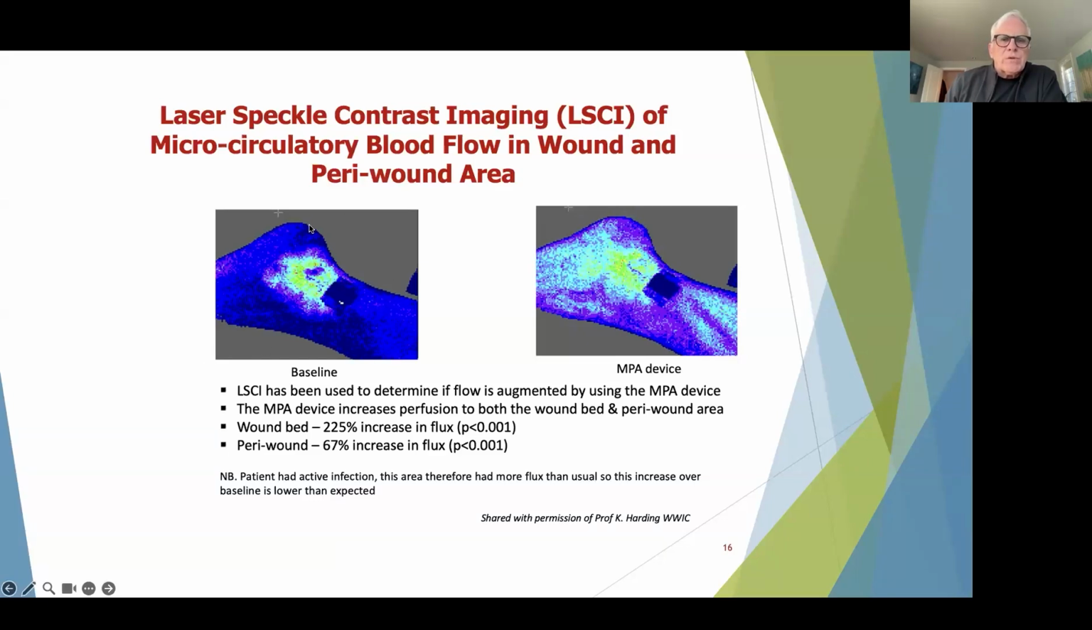So this is with the muscle pump. So this is without the muscle pump activating device on the leg. This is with it on the leg. The wider areas or the lighter areas are where there's increased perfusion, which increases significantly compared to the normal pulsation in the leg with the arterial flow. And this increases it both in the wound and in the peri-wound area.